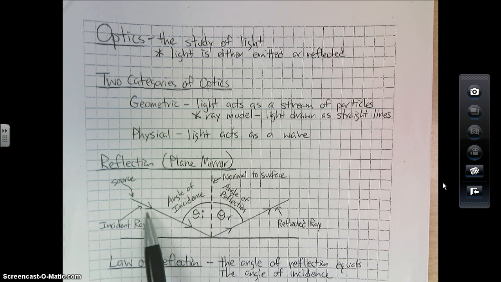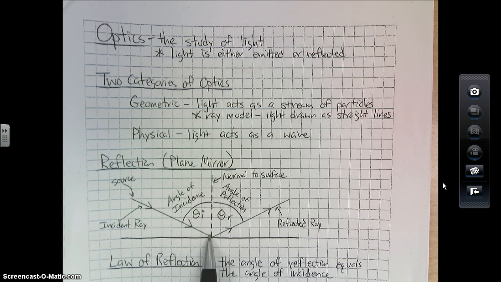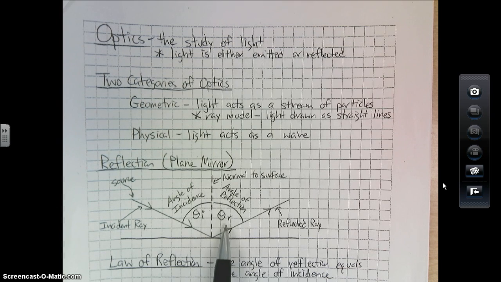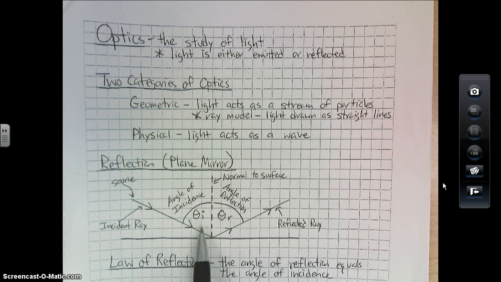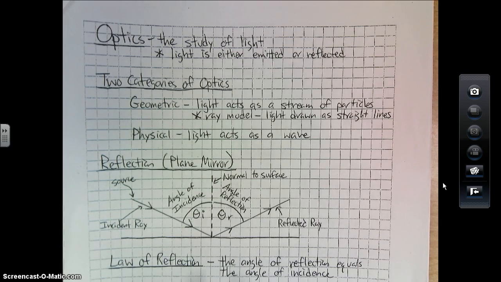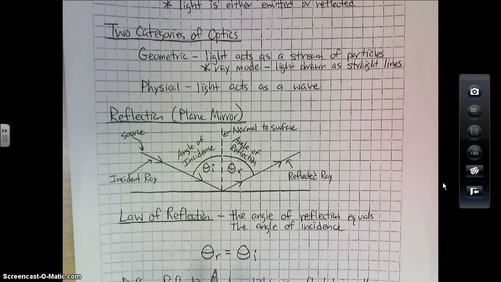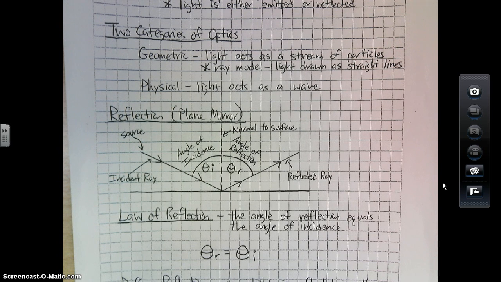Now, the angle at which the incident ray is measured to normal and the angle at which the reflected ray is measured to normal, those two angles are the same. Okay, so we have what's called the law of reflection, which says the angle of reflection equals the angle of incidence. Now, one thing to make note of is that both of those angles are measured from normal.